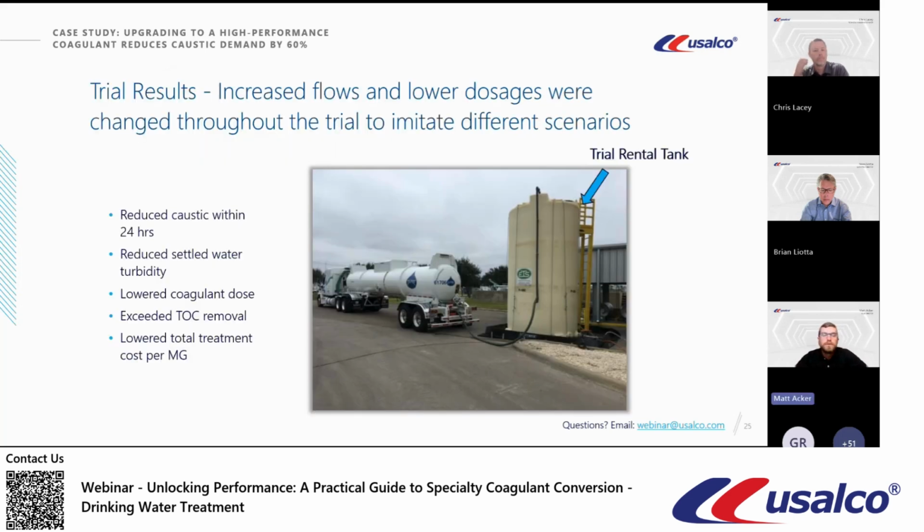So from the trial results, similar to what we saw in our bench testing, we were able to reduce the caustic within 24 hours. We reduced our settled water turbidities. We lowered their coagulant dose. We exceeded their TOC removal requirements, and we lowered their total treatment cost per million gallons. So those are the 5 things that we really look at to optimize.